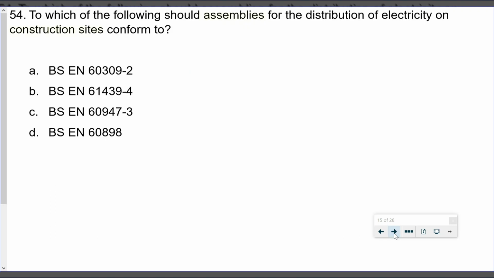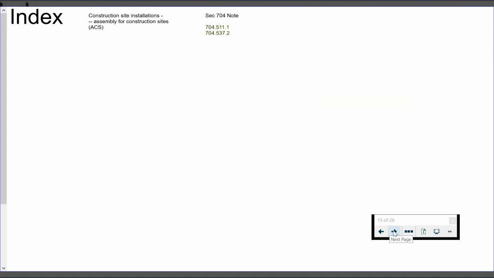Question 54. Which of the following should assemblies for the distribution of electricity on construction sites conform to? So a couple of ways we could do this. You could go and look at the British Standard numbers, or we could get into construction sites and look at the assemblies for construction, or look at the standards required in construction sites. So in the index, we have construction site installations, then assemblies for construction sites, and we've got 704.511.1 or 704.537.2.